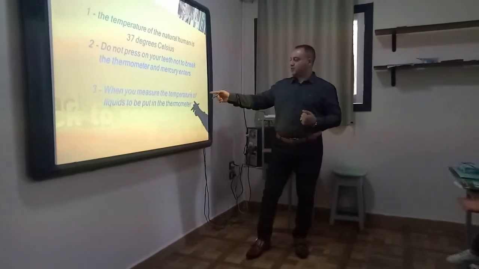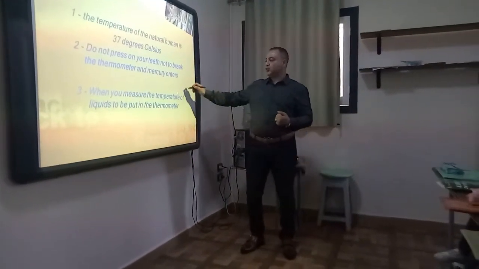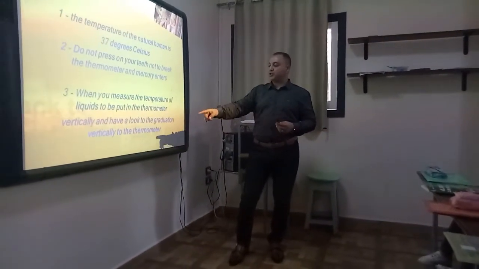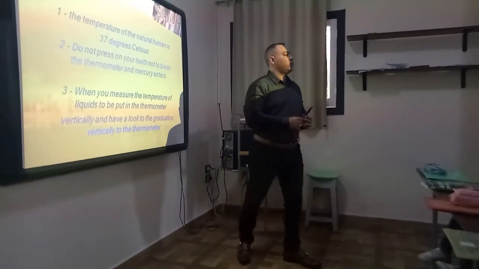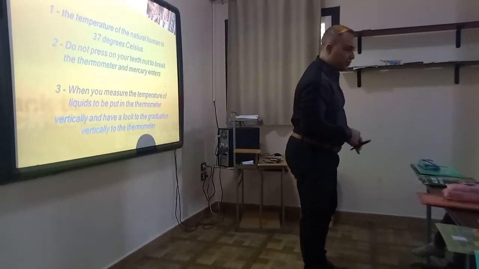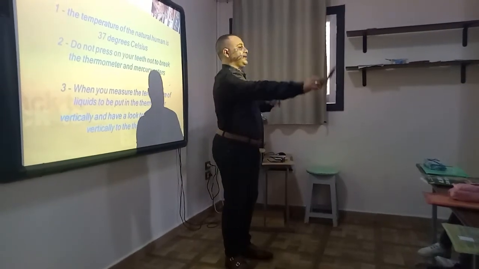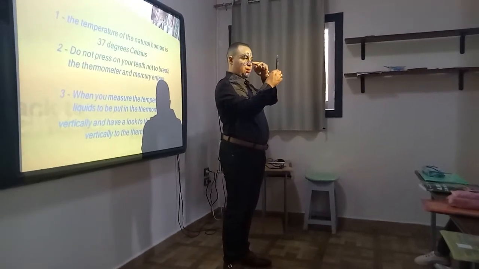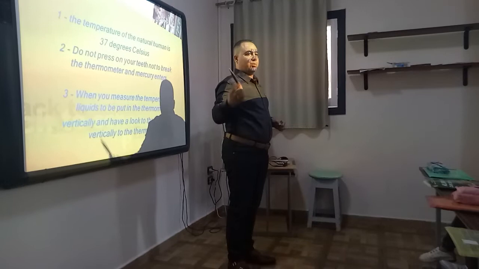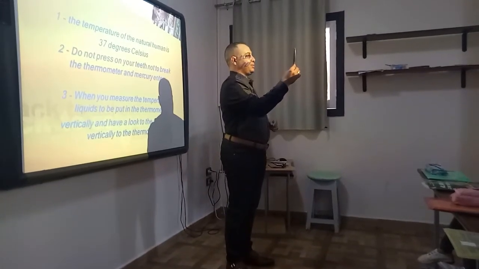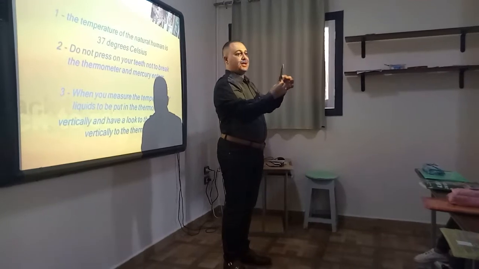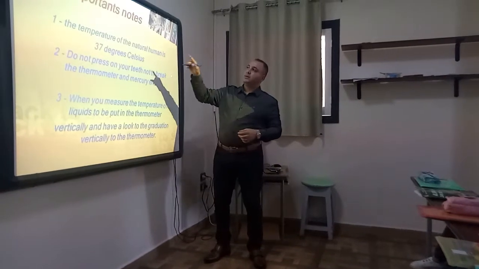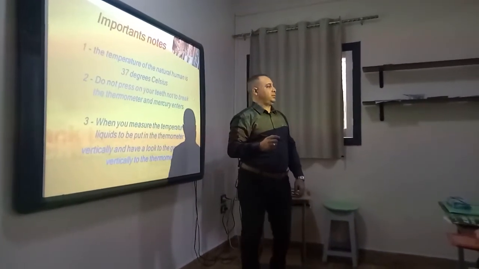Number three, when you measure the temperature of a liquid, put the thermometer vertically and look at the graduation horizontally. When we measure the temperature of any patient, we must put the thermometer in a vertical position, and the line of sight must be horizontal to the thermometer to get the correct reading. These are the important notes in this lesson. Okay?